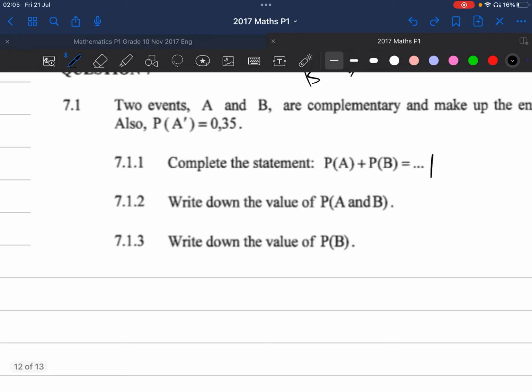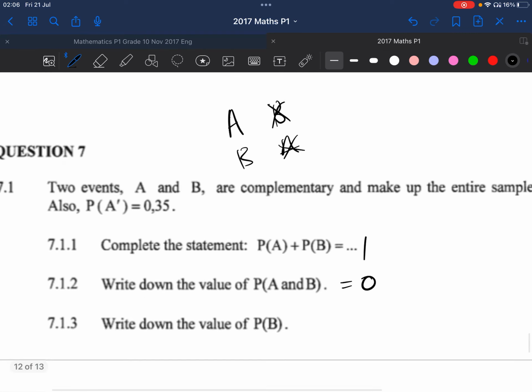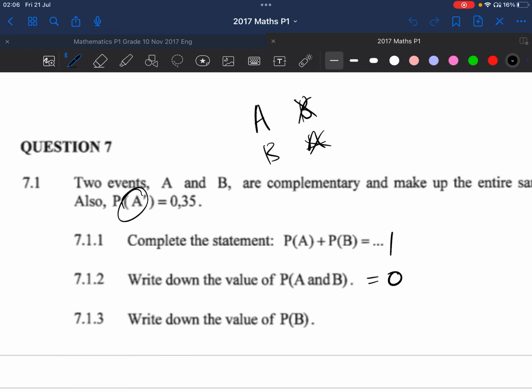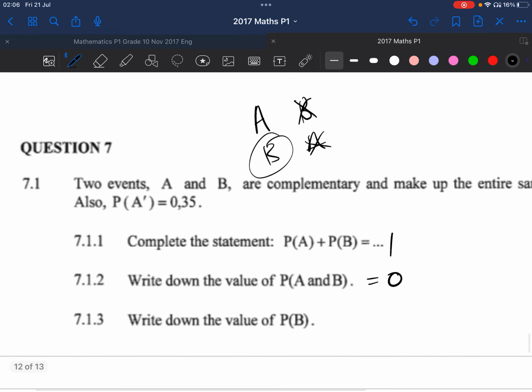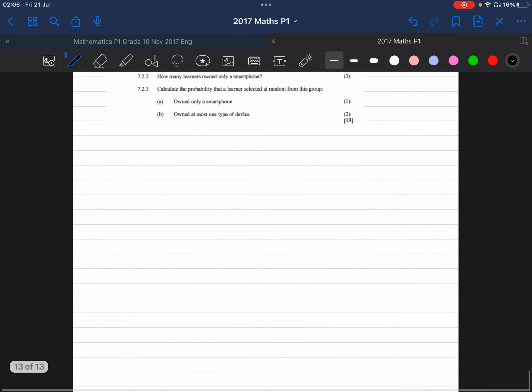Okay, write down the value of the probability of getting A and B. So that's obviously 0, because like I said, you can only do one or the other. Okay, write down the value of P(B). So we have the probability of not A. Okay, so if you're not doing A, you have to be doing B. So that just means that it's the same, right? So the probability of not A is the same as the probability of B. Okay, cool. So that was pretty easy. Let's go on to 7.2.